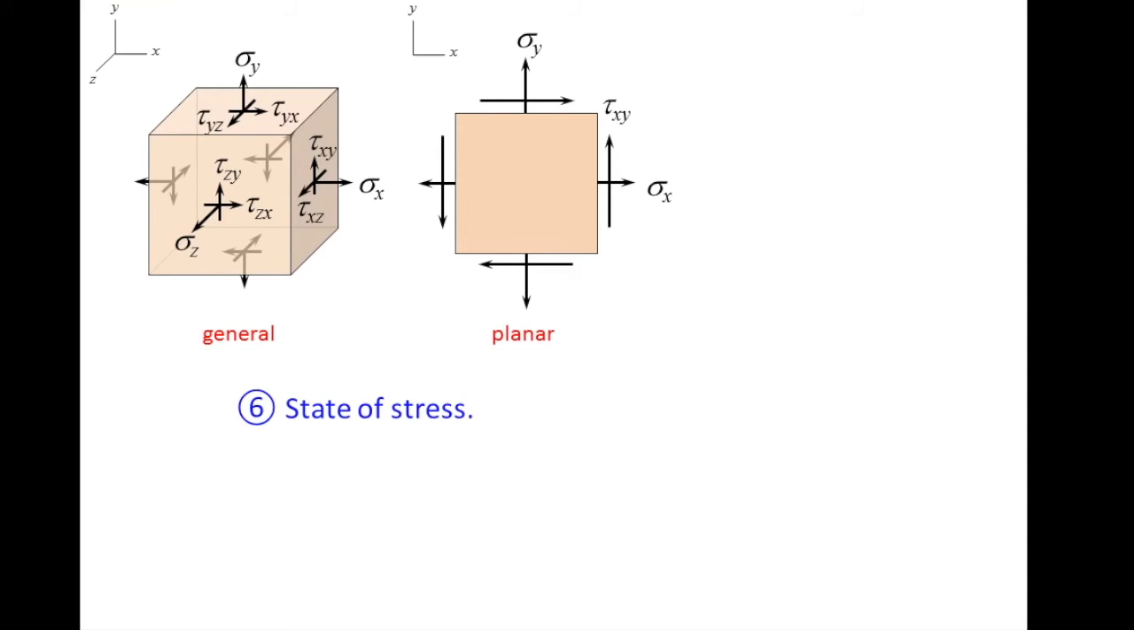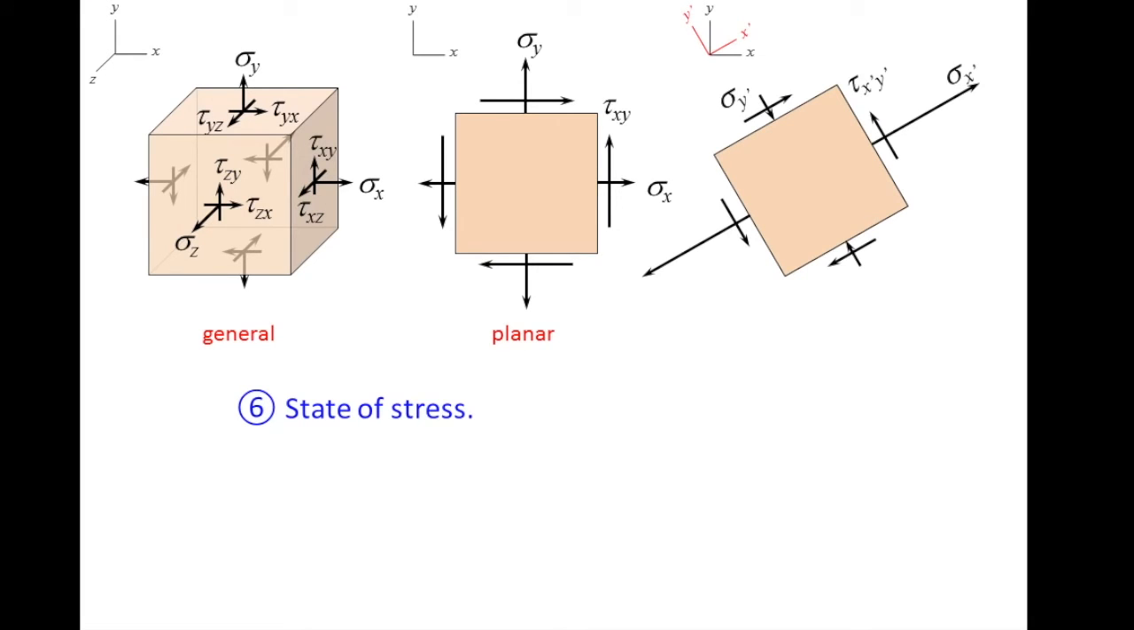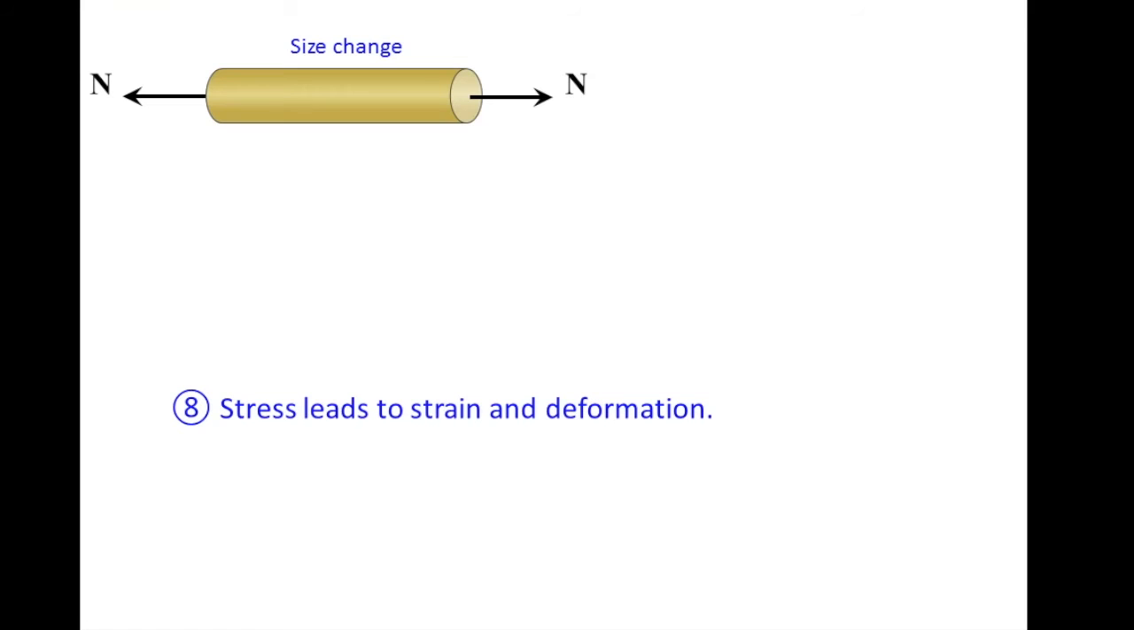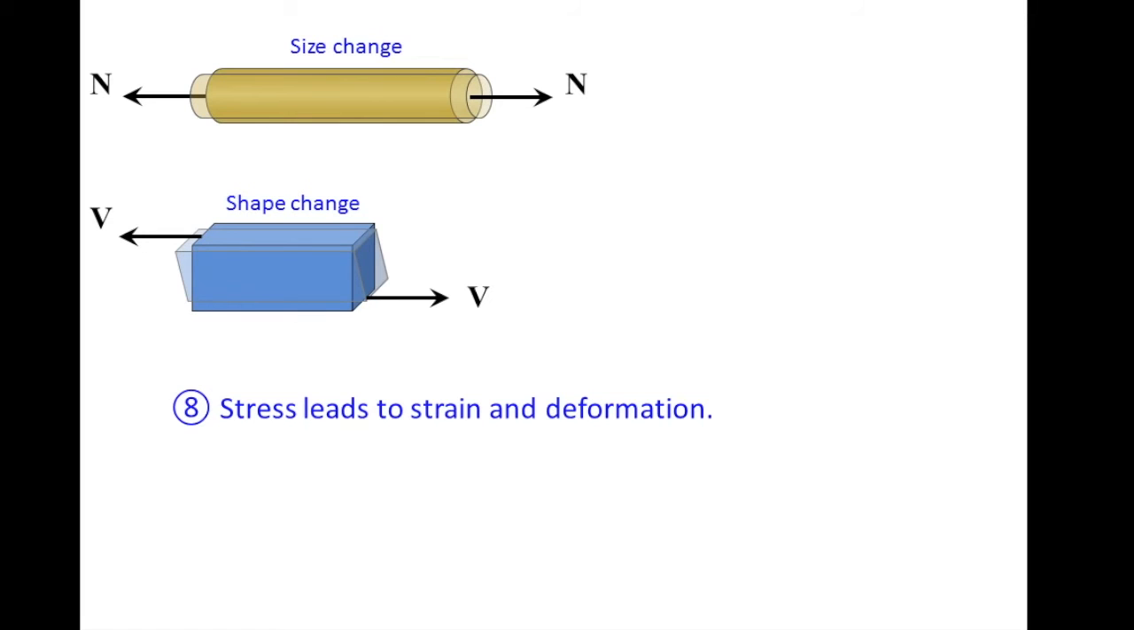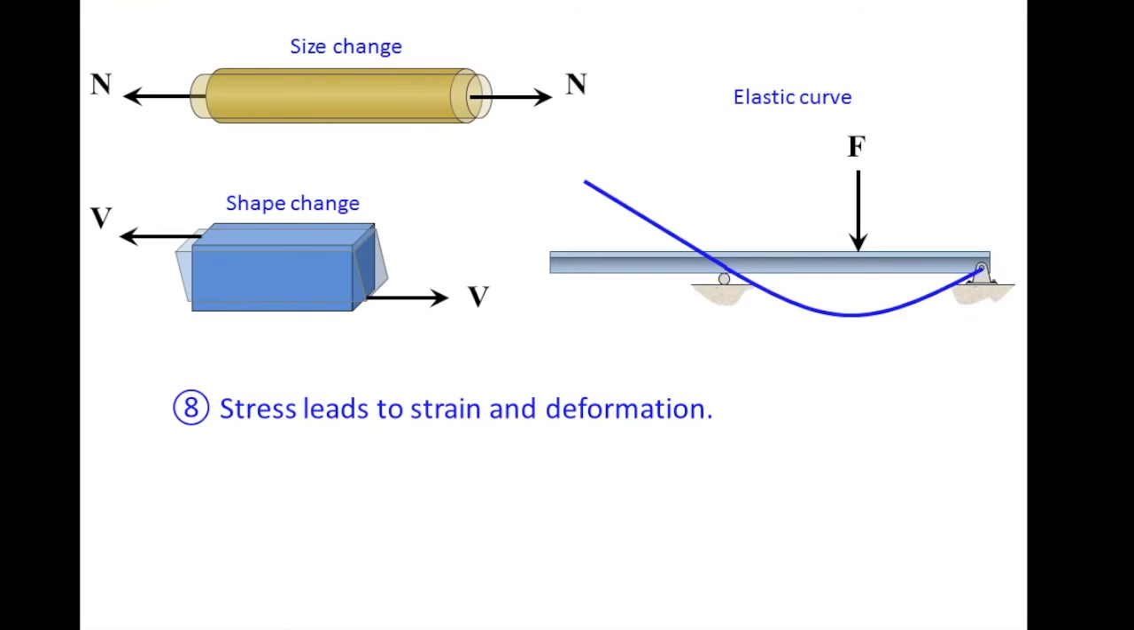And for the same particle at this exact same location, if we change its orientation, the state of stress will change accordingly and the new stresses can be calculated. And this is known as a stress transformation. Then we will learn how to quantify the deformation of the materials. It could be a simple size change, or shape change, or a more complicated deformation characterized by an elastic curve.